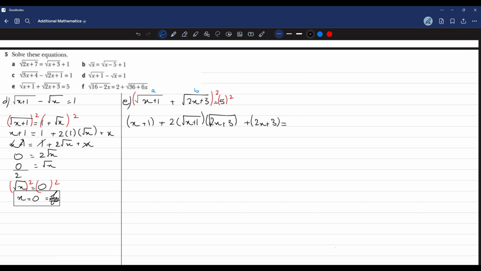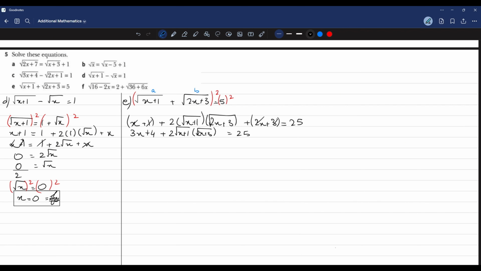So, on the other side, 5 squared is equal to 25. Now simplify this: x plus 1 plus 2x, which is 3x. So x plus 2x equals 3x. 3 plus 1 is equal to 4. So 3x plus 4 plus 2 under root x plus 1 multiplied by under root 2x plus 3 is equal to 25.